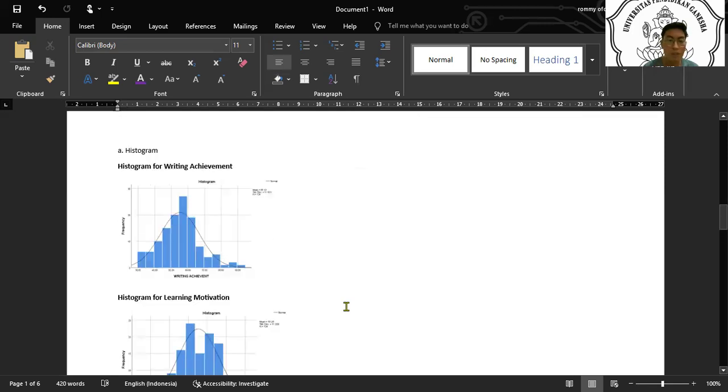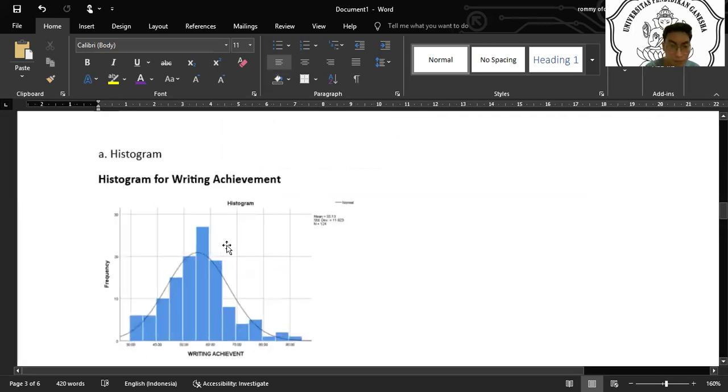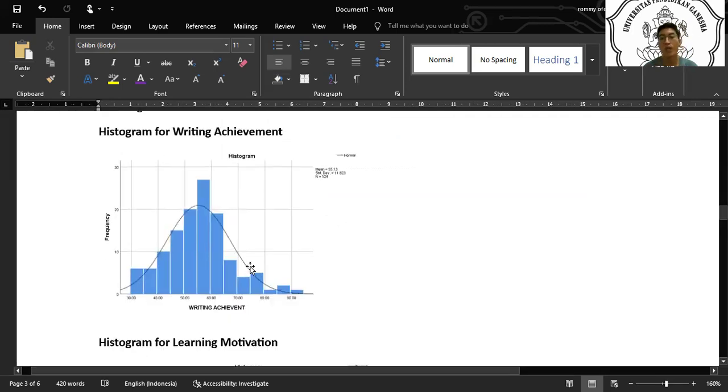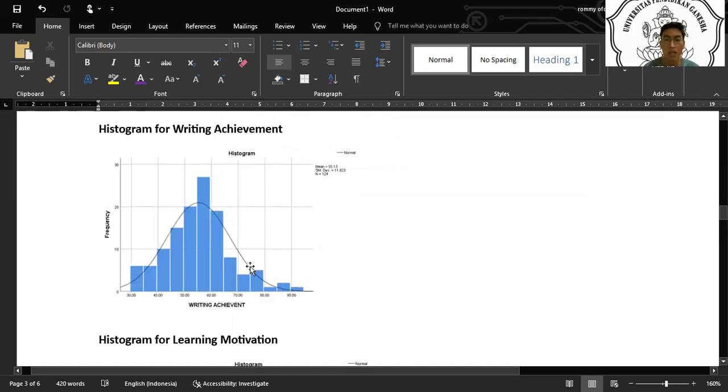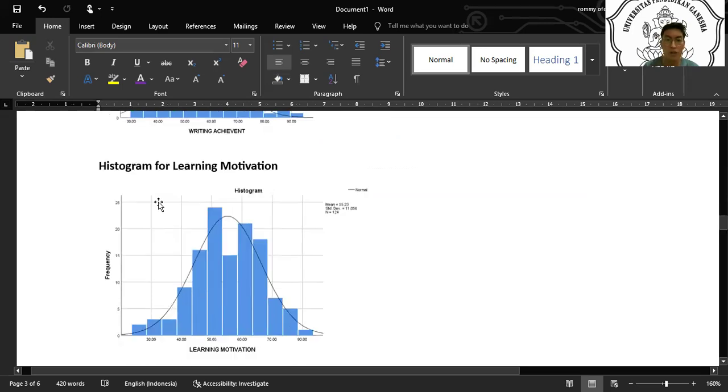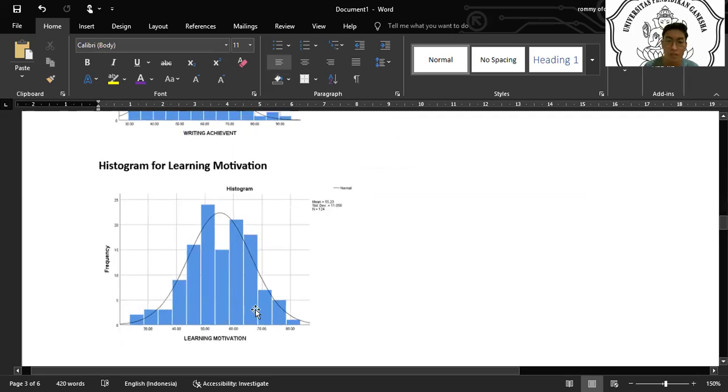And then you can see the histogram. The histogram for writing achievement is normally distributed, and the histogram for learning motivation is normally distributed.